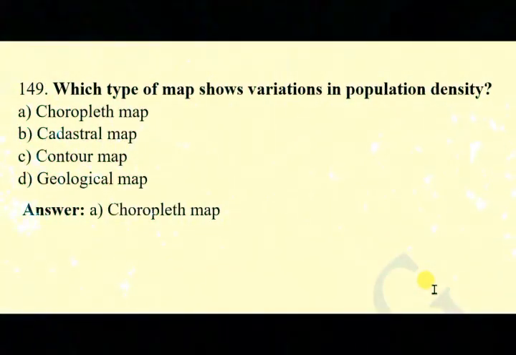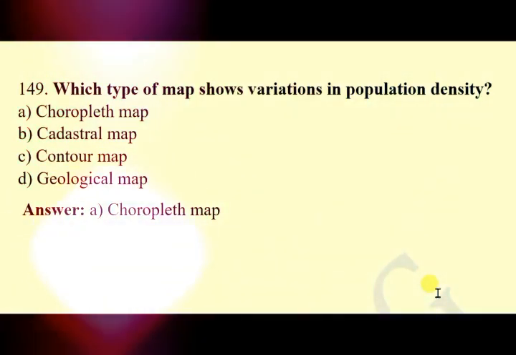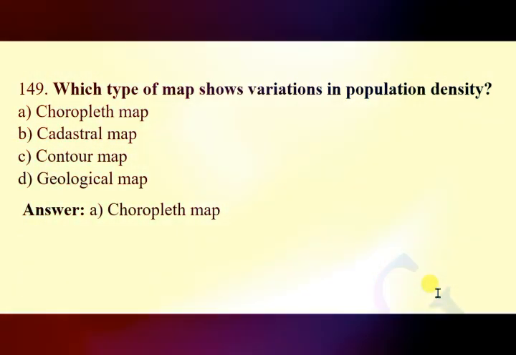Question 149. Which type of map shows variations in population density? Choropleth map, cadastral map, contour map, geological map. Here the right answer will be choropleth map.